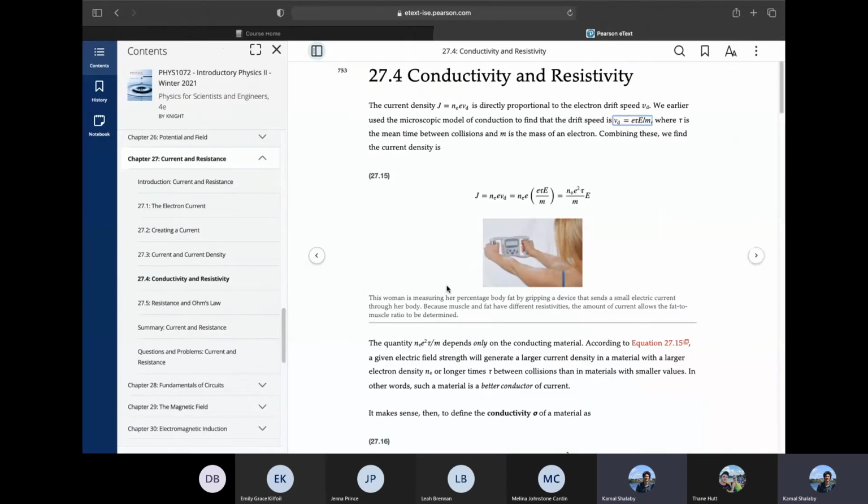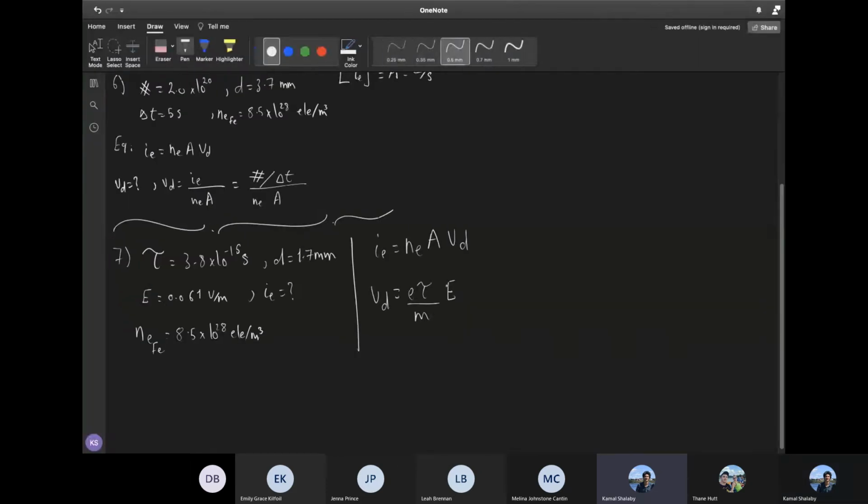Is that right? Yeah, e tau E over m. So that then just means that the electron current is equal to n e A multiplied by the electron charge, the mean time over the mass, multiplied by the E. And you do have this, you do have that. You can easily find this, find that. Is that okay?